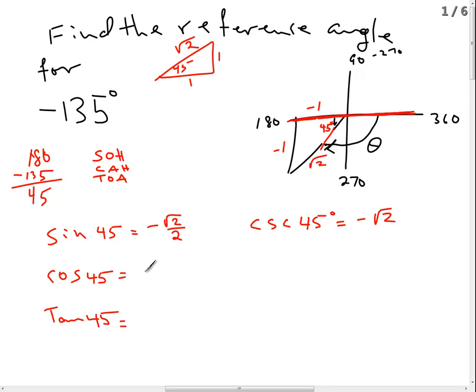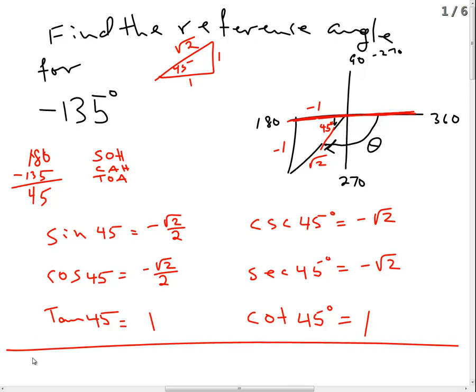Very good. Cosine? Sydney? Negative square root of 2 over 2, so that's reciprocal secant. Good. Good. Negative square root of 2. And how about tangent? Harley? 1. Good. And how about its reciprocal identity? Good. Cotangent? Also 1. Very good. Okay? Questions with that? Okay, let's try one more.